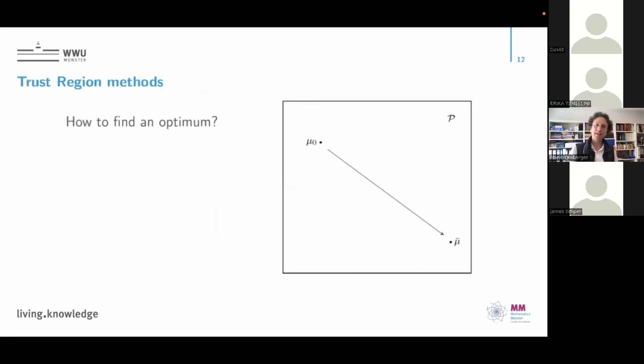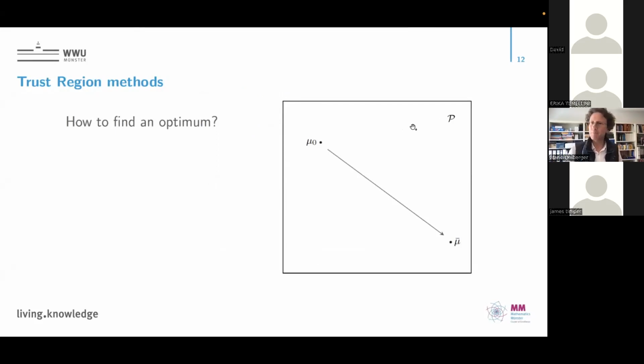So what is the idea? The idea is, and this is depicted here, we have a parameter space, and as you might see later, this can be quite high dimensional or even infinite dimensional in an optimal control problem.